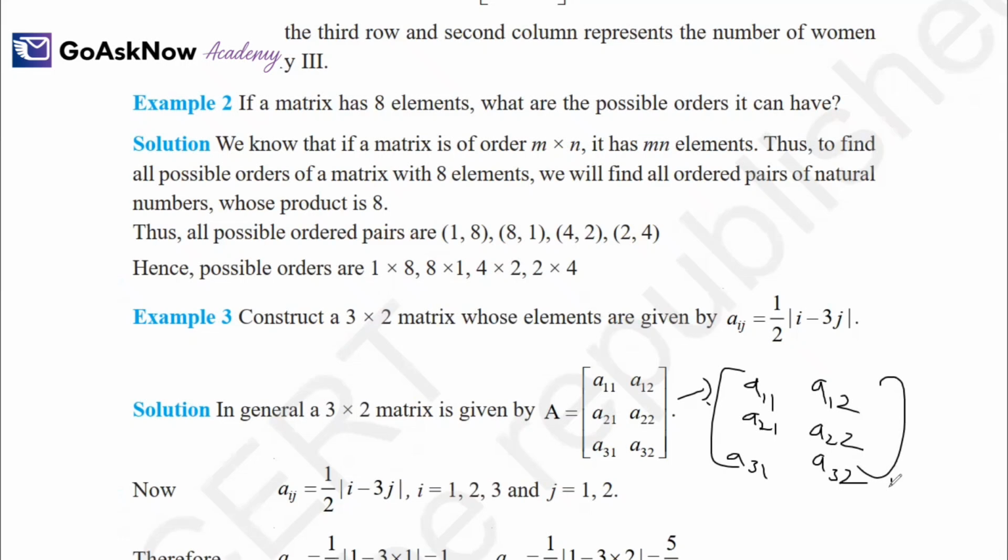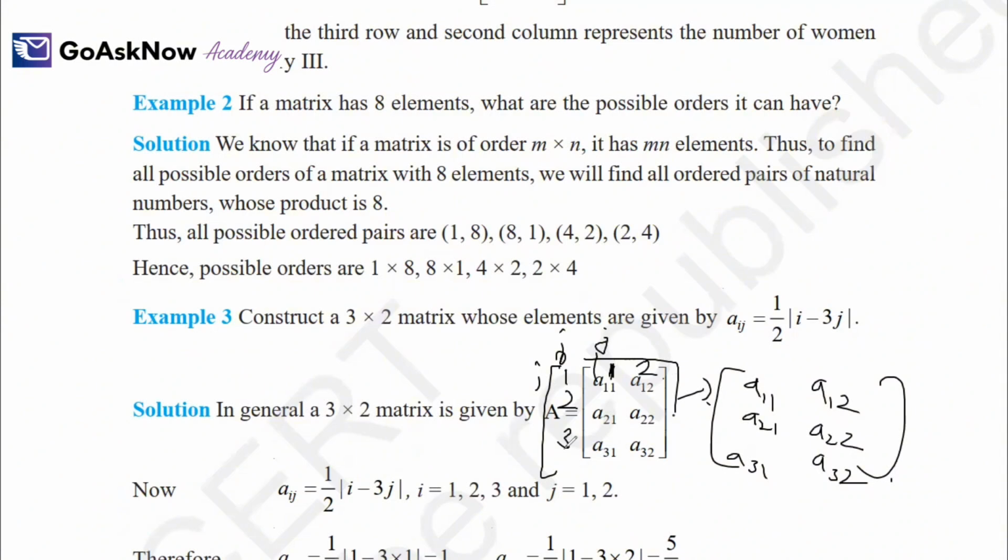Here you have a11, then a12, then a21, a22, and a31, a32. This is a representation of your 3 cross 2 matrix in ij form. So the element aij has the value half into mod of i minus 3j, where i goes from 1 to 3. 1, 2, 3 is the i value, and your j value goes from 1 to 2.